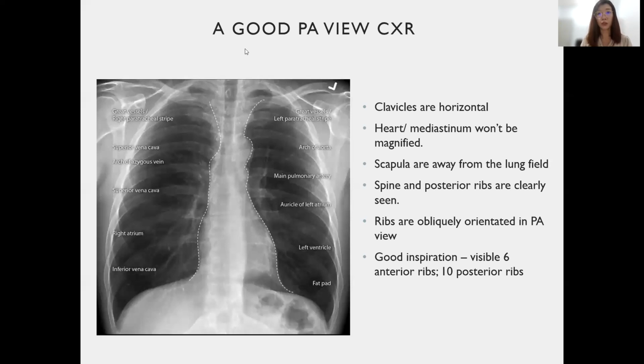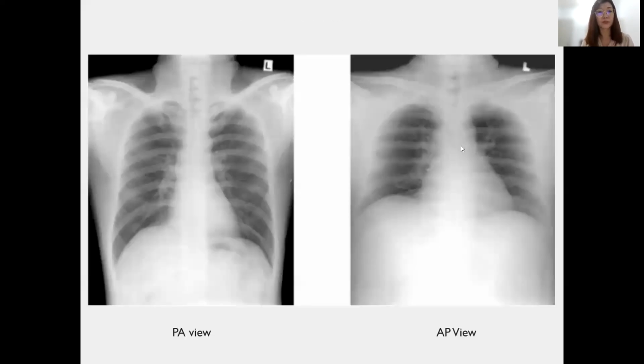So this is an example of a good PA view X-ray. First, it is centered, then the clavicles are horizontal, then the scapula is outside the chest wall, so it's not obscuring any lung fields area. Okay, and then the spine and the posterior ribs here are clearly visible. And then good inspiratory effort, like how we interpreted just now: the midpoint of the hemidiaphragm should be between the 5th and 7th anterior ribs, or the 6th to 10th posterior ribs.